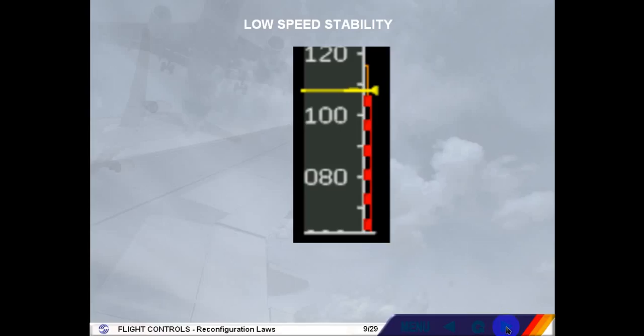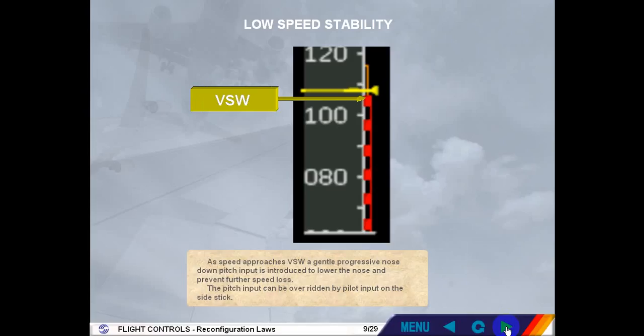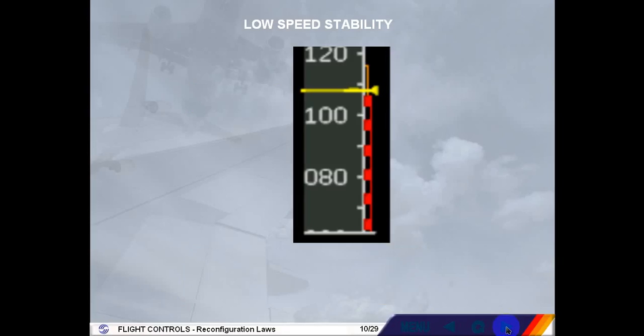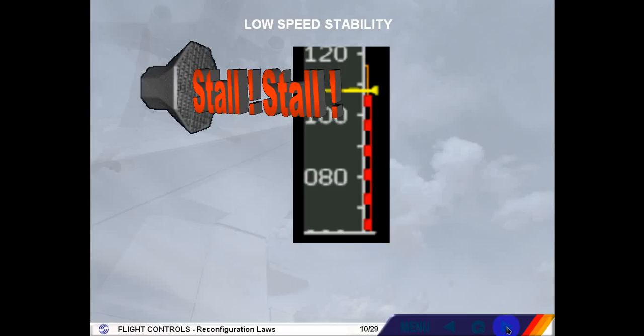As speed approaches VSW, a gentle progressive nose-down pitch input is introduced to lower the nose and prevent further speed loss. The pitch input can be overridden by pilot input on the side stick. At VSW, an oral stall warning is triggered. The aircraft will stall if the warning is ignored.